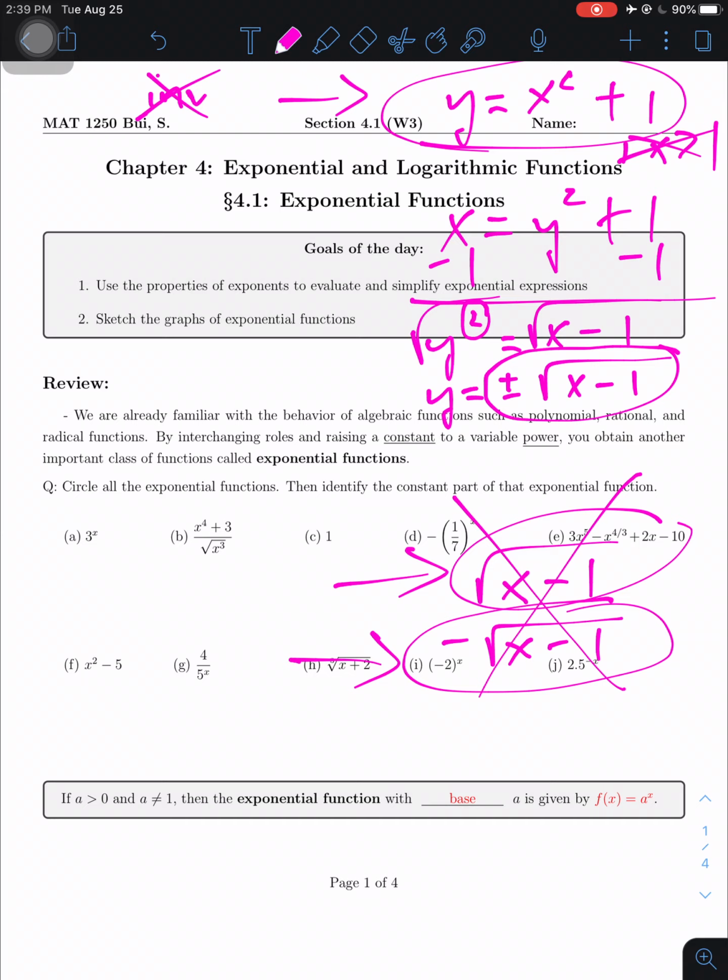So it could be tricky sometimes like this in the test, okay? So make sure you watch out for those curveballs, okay? And then let me take those out.